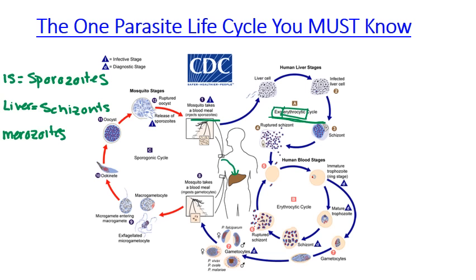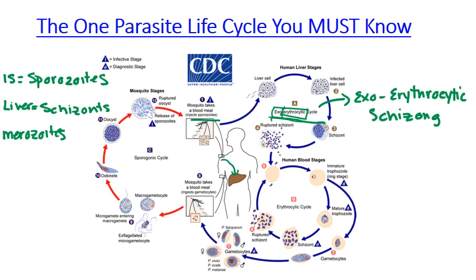All right, so I'm going to take a side note here. When the schizont ruptures, it releases the merozoites. The other term for this exoerythrocytic cycle, sometimes people refer to it as exoerythrocytic schizogony. Basically, it's just where the schizonts are found, and it's not in red blood cells, okay? So that's just a good way of thinking of that.